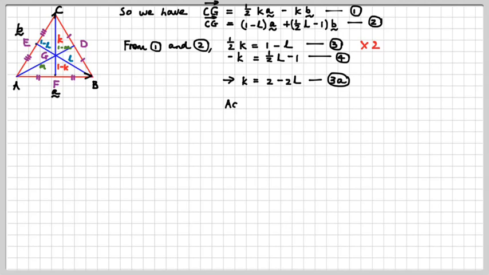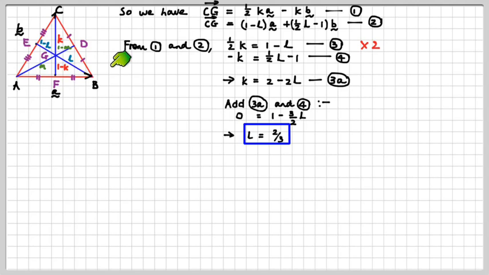Now I'm going to add equation 3a to 4, because the K's will drop out, and I'll just get L. Yeah, good. Now, put the 1 over the other side and multiply both sides by 2/3, and what do I get? Of course I do. Hey, celebrate. That's what I wanted. L is 2/3. So therefore what I'm saying over here is that B to G must be 2/3 of BE. And that's exactly what I want.